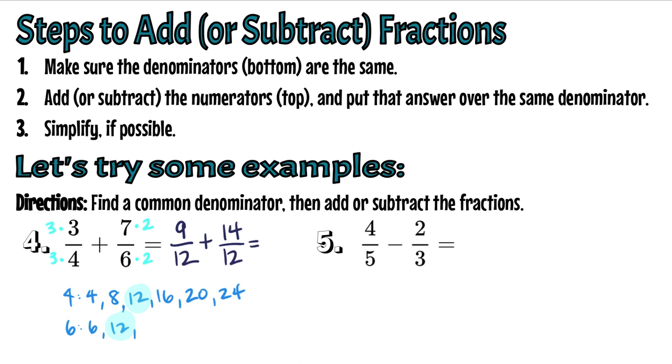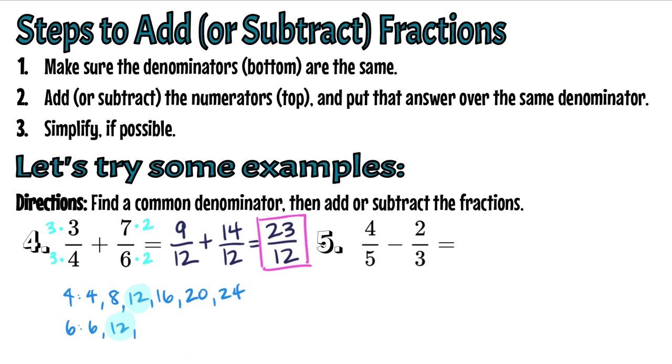9 plus 14 is going to give us 23, and then our denominator stays as 12. So 3/4 plus 7/6 equals 23/12. And since this fraction is already simplified, that is our final answer.